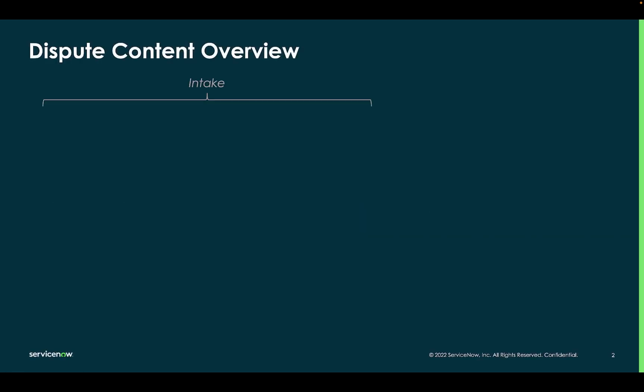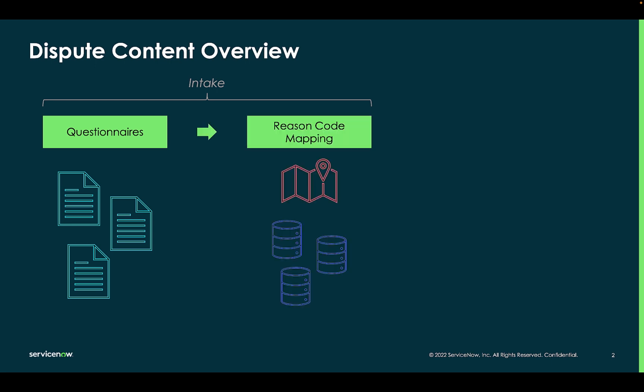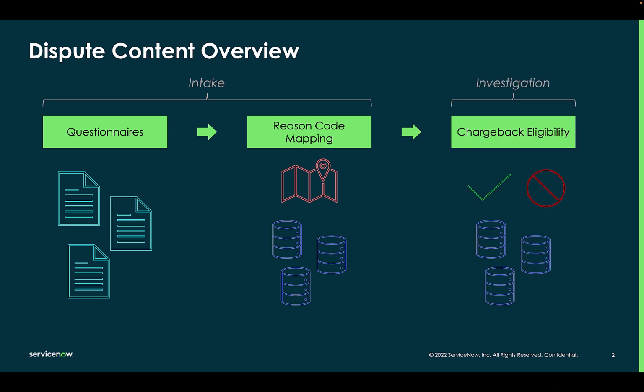The Visa Content Pack will consist of a questionnaire, which disputes agents will work with customers to fill out, and reason code mapping, which leverages the questionnaire to correctly categorize the type of dispute. Ultimately, these two will determine chargeback eligibility from Visa.